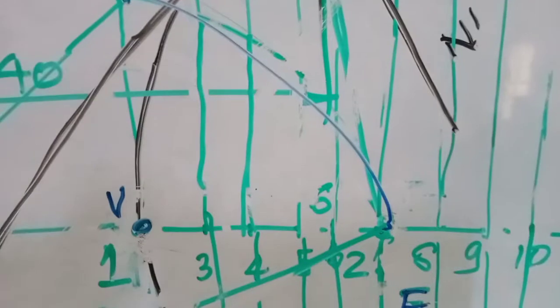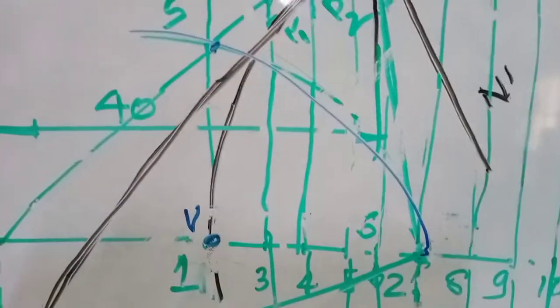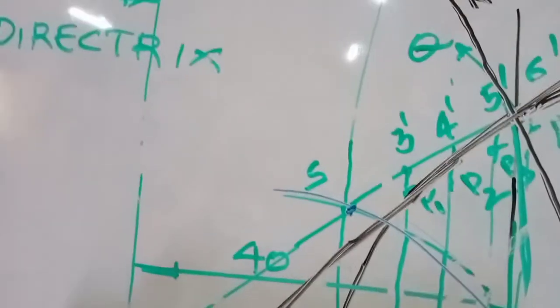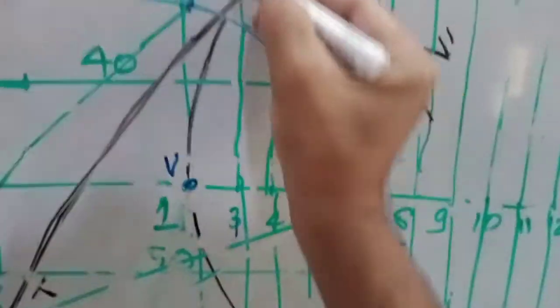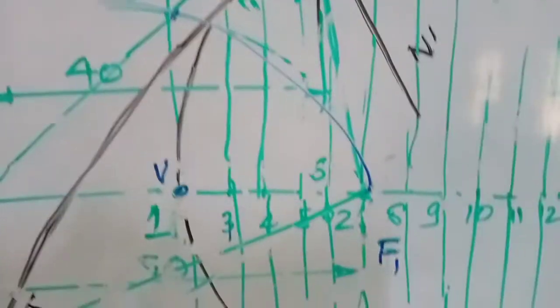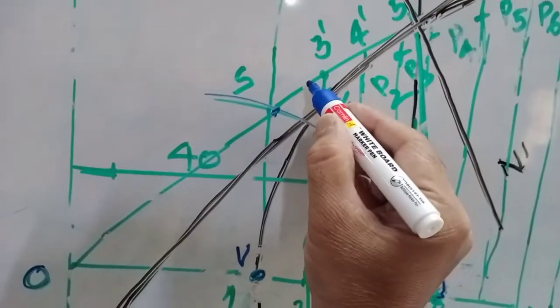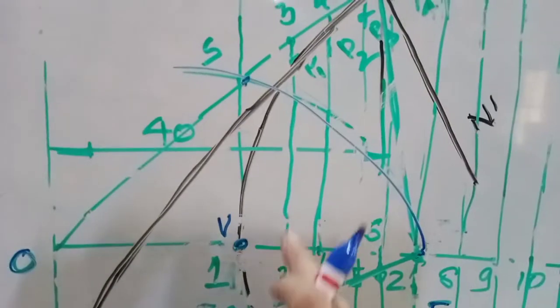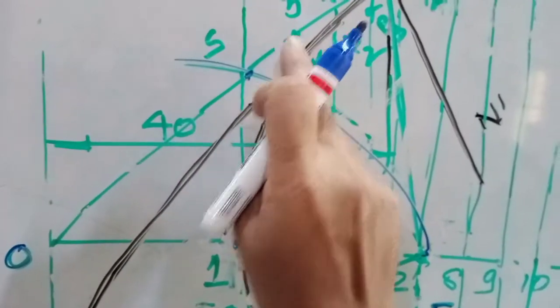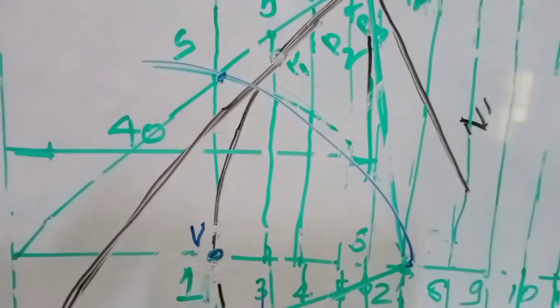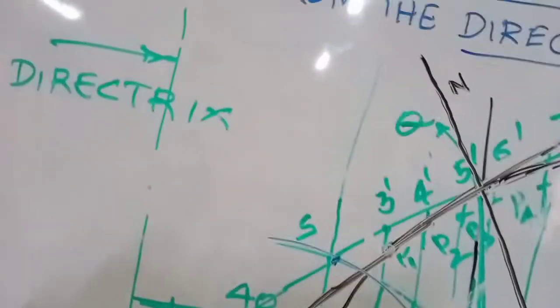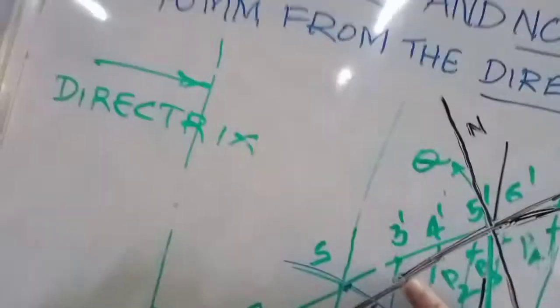Now, we already have V. To get a point on this line, what do we have to do? We take the distance of 3 to 3 dash, and cut the same 3 dash line from F1. From F1, you just cut on this line with the compass. So we are getting the point at this place.